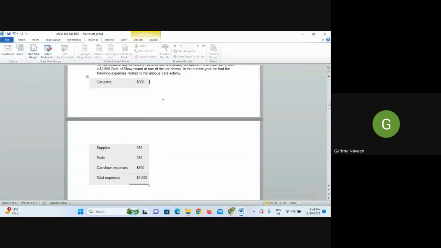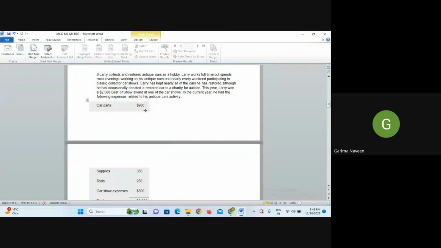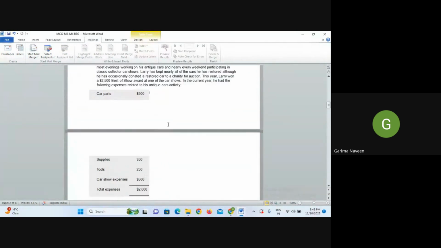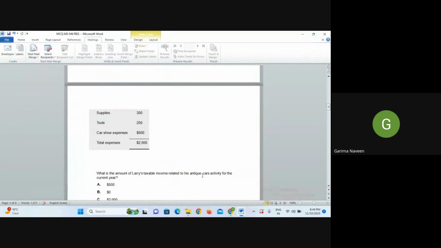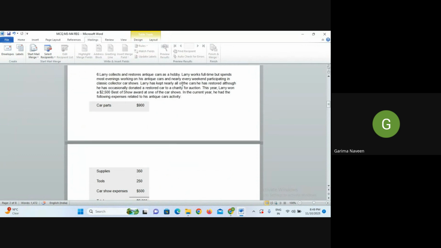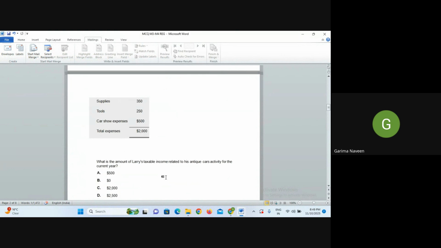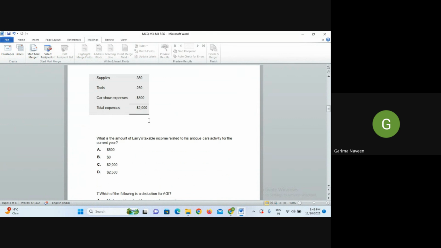Okay, and Larry is earning something, and these are expenses related to the activity. So what should be the taxable income? I think this question is the same as the previous one. Since he is involved in a hobby, that means his main motive is not profit. It is not a kind of business activity for him. That means he can't deduct any expenses on his Form 1040. So what should be the amount of taxable income?